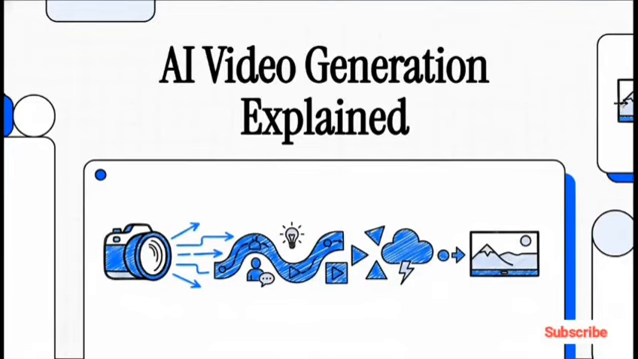Today we're diving into a technology that's not just changing how we make videos, but more importantly, who gets to make them. We're talking about AI video generation, and it's a full-blown revolution that puts the power of a movie studio right into your hands.